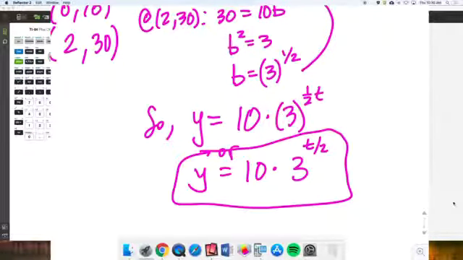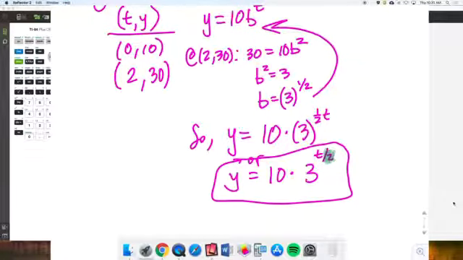Now, looking back in hindsight, why does dividing by 2 work? We want it to triple every 2 hours. So if we divide by 2, now every multiple of 2 is going to give us one extra value of t. When t equals 2, it becomes 1. When t equals 4, we get 2. When t equals 6, we get 3. There you go.